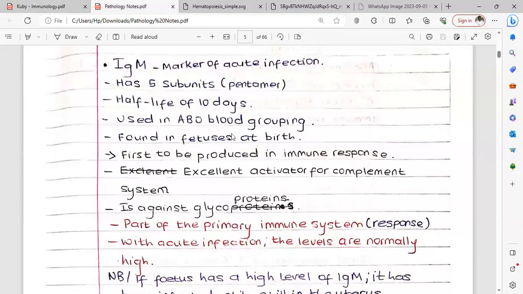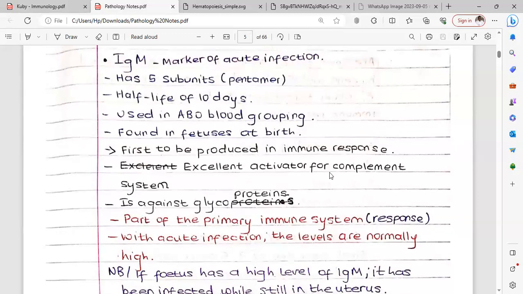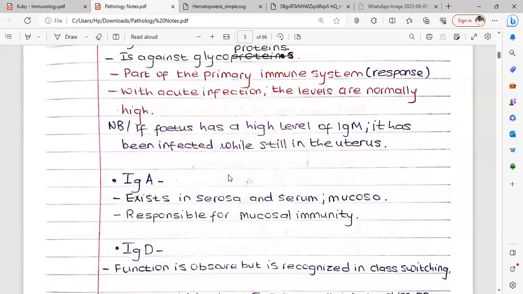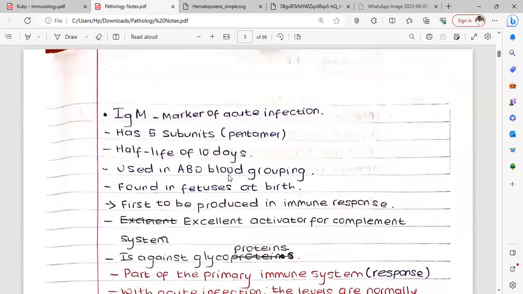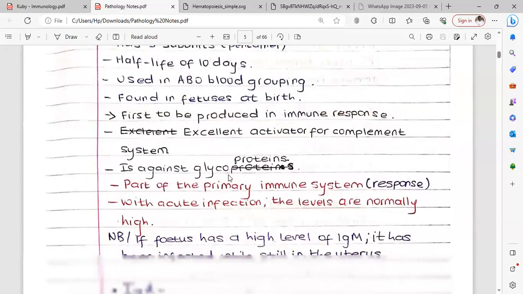and also the ABO. Also, it's an important thing, the first to be produced in an immune response, and also an excellent activator. Actually, I've seen this question, I think, twice in different papers. So it activates complement. It's an excellent activator of the complement system.